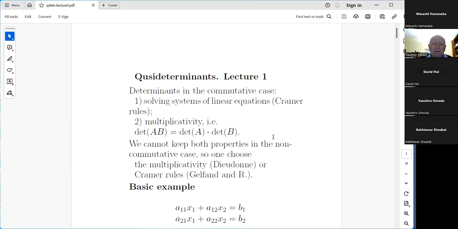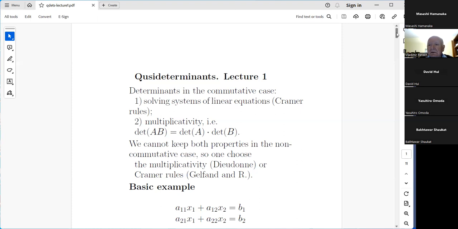Now, one can show rather easily that you cannot keep both properties in the non-commutative case. When you consider matrices over non-commutative rings, one can choose multiplicativity, and it started with Dieudonné and continued with many other people. Or you can start with the Cramer rules, and it was not so popular when we started, but then it turns out that this approach has some advantages.